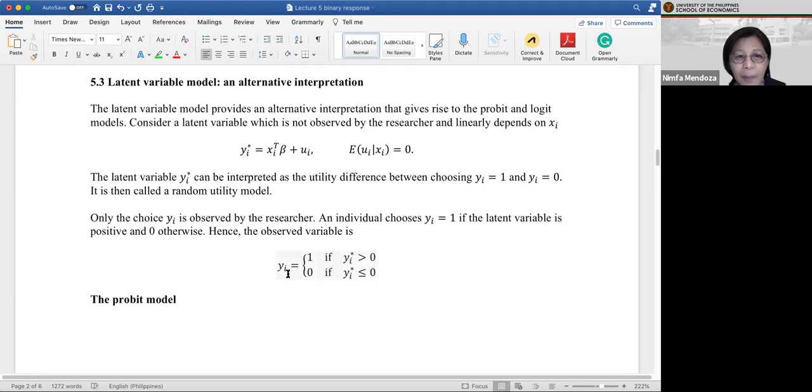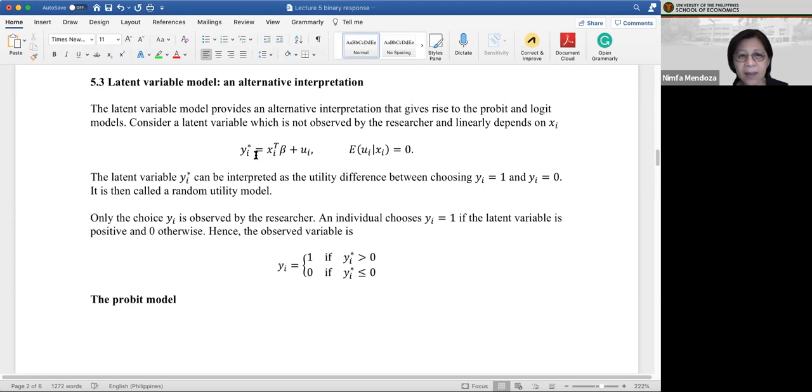Only the choice y sub i is observed by the researcher, and it takes on values 1 or 0. An individual chooses y sub i equal to 1 if the latent variable is positive, so y sub i star is greater than 0. Otherwise, she chooses 0. That is the case where y sub i star is less than or equal to 0. So we just laid out the latent variable model.